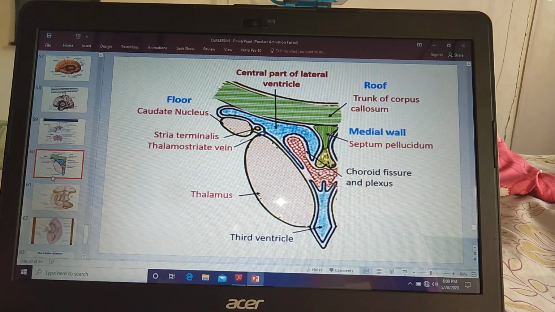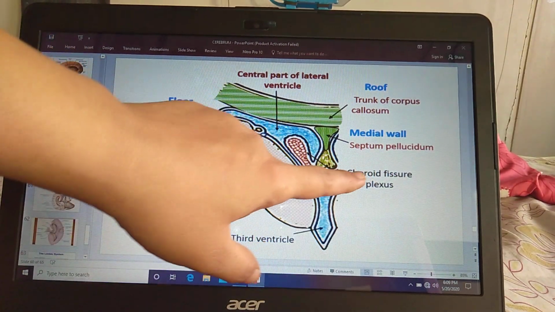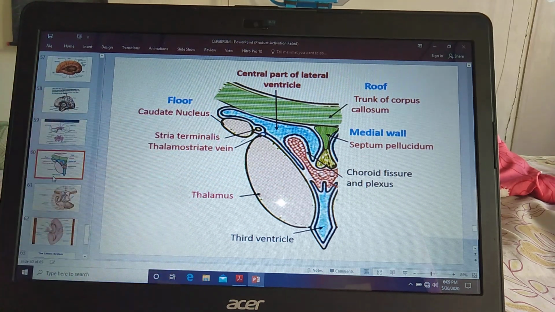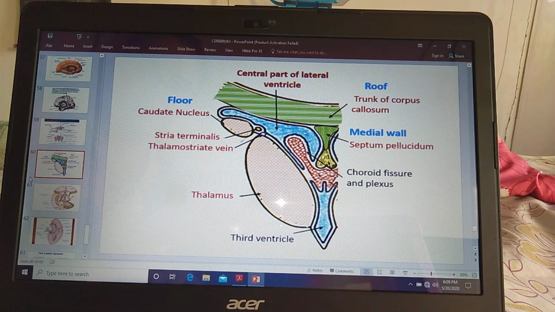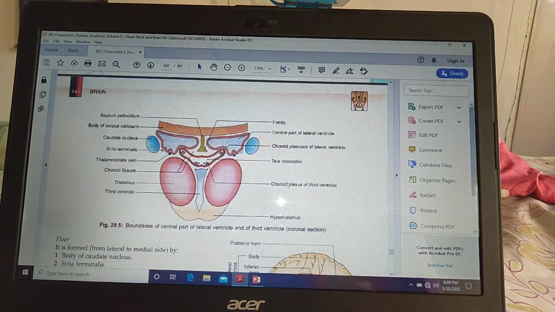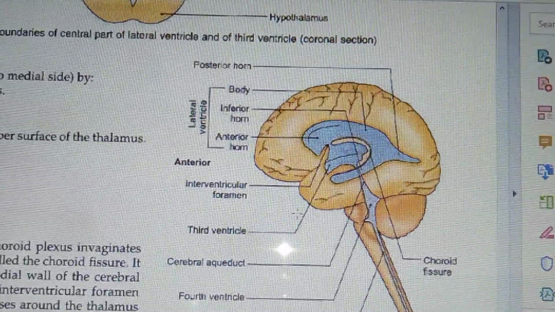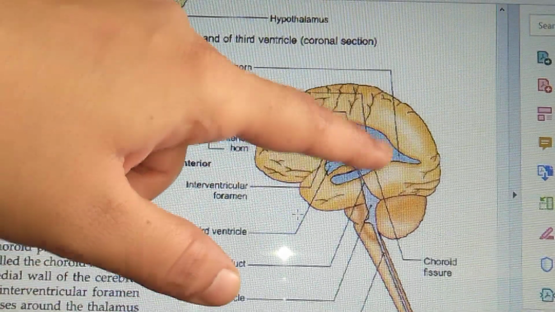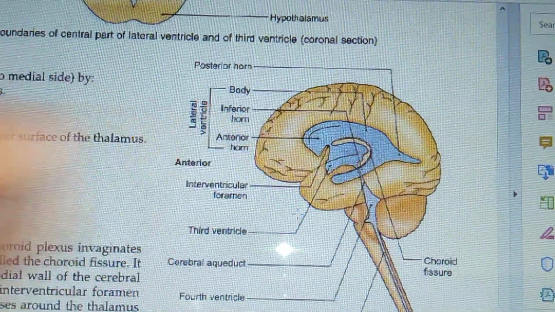The line along which the choroid plexus invaginates into the lateral ventricle is called the choroid fissure. You can see here the choroid fissure is shown. In one more diagram, given in the book itself, you will be able to make it out clearly. Here you can see the C-shaped slit is shown. So that is the choroid fissure.